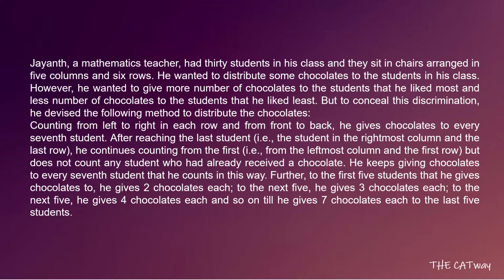So the question says that Jayant, a mathematics teacher, had 30 students in his class and they sit in chairs arranged in 5 columns and 6 rows. He wanted to distribute some chocolates to the students in his class. However, he wanted to give more chocolates to the students that he liked most and fewer chocolates to the student that he liked least. But to conceal this discrimination, he devised the following method to distribute the chocolates. Counting from left to right in each row and from front to back, he gives chocolates to every seventh student.